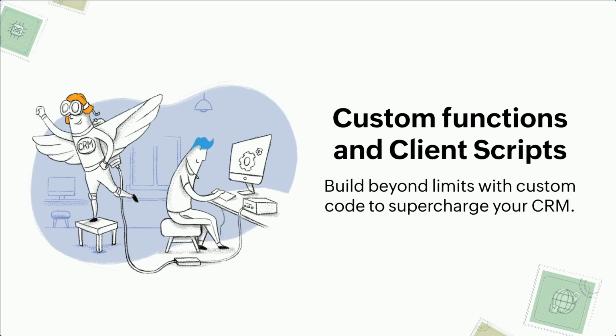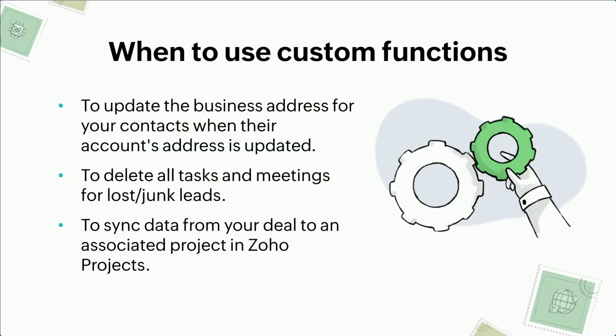So the distinction between custom functions and client scripts that I want you to remember is that custom functions can happen after things are saved, after things are clicked, after some actions occur, and client scripts can happen on the page that you're on before you save a record. Let's talk a little bit more about custom functions and some of the use cases we can have with them.